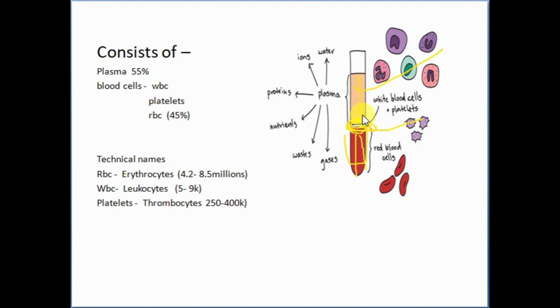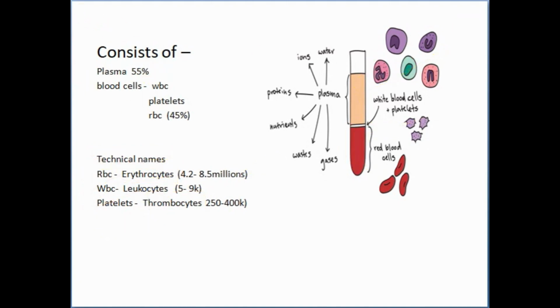Then these are plasma. And when we talk about the technical names for RBC, WBC, and platelets, RBC are called erythrocytes. WBC are called leukocytes, and platelets are called thrombocytes. So if we revise this, RBC, erythrocytes; WBC, leukocytes; and platelets, thrombocytes. So you should remember these names because again, these can be asked.